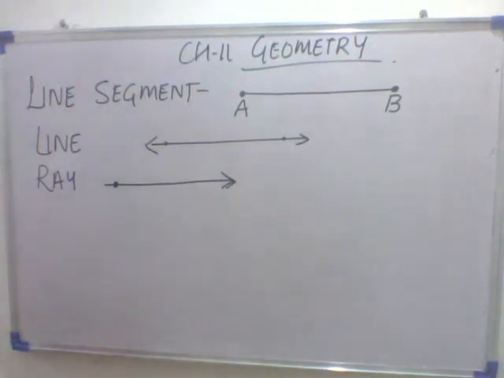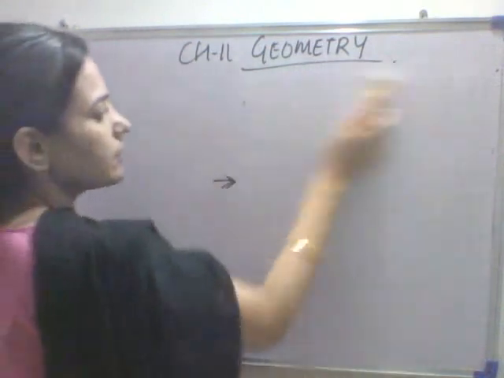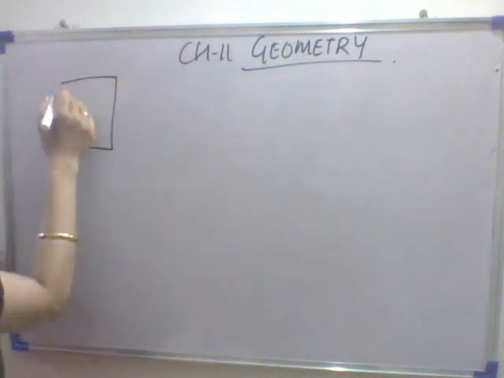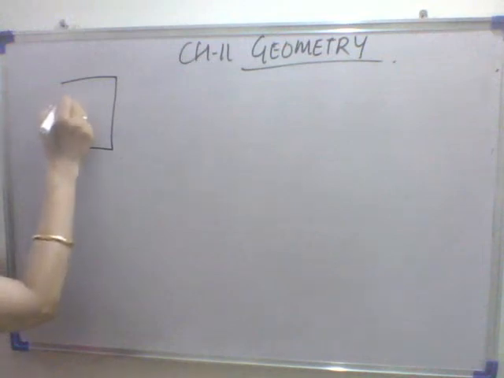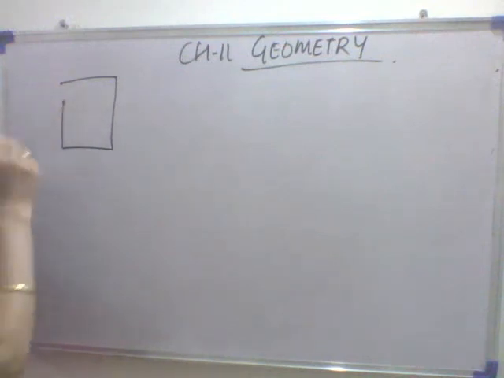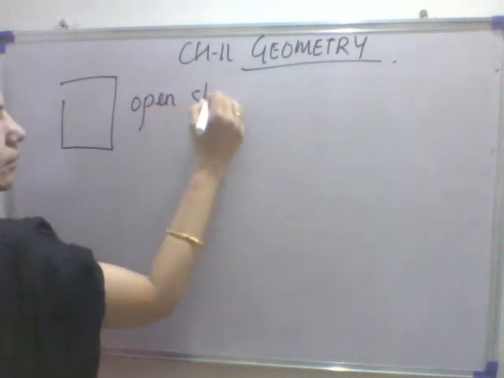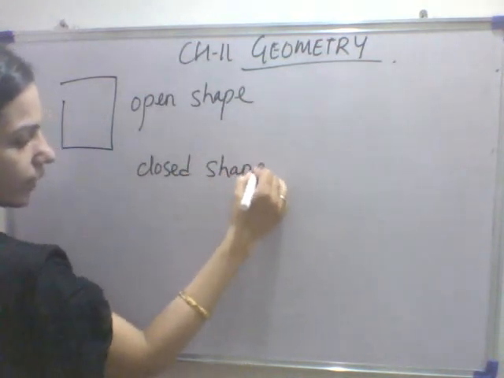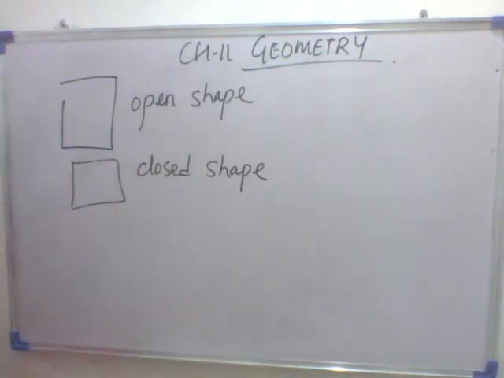The next was the open and the closed shape. What are the open shapes? The shapes which do not begin and end at the same point are called open shapes. Like this one, it is an open shape. It starts and ends at different points. It is starting here and it is ending here. So it is the open shape. And what are the closed shapes? Those which start and end at the same point. Like this one, it is the closed shape because it starts and ends at the same point.